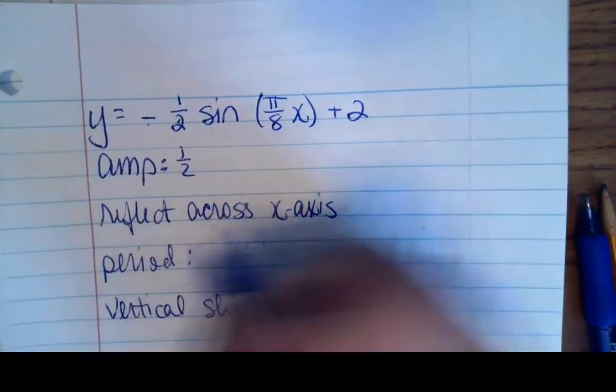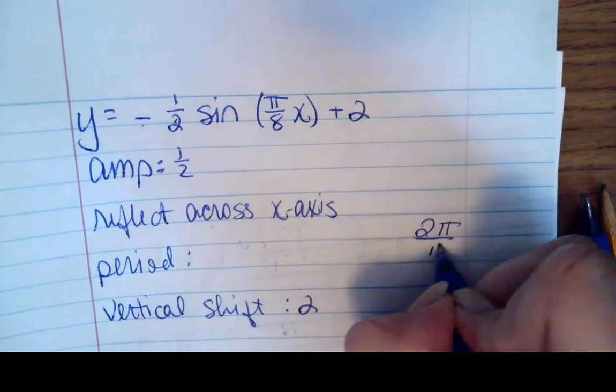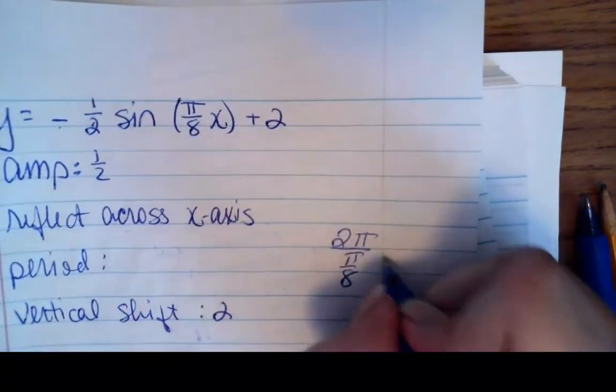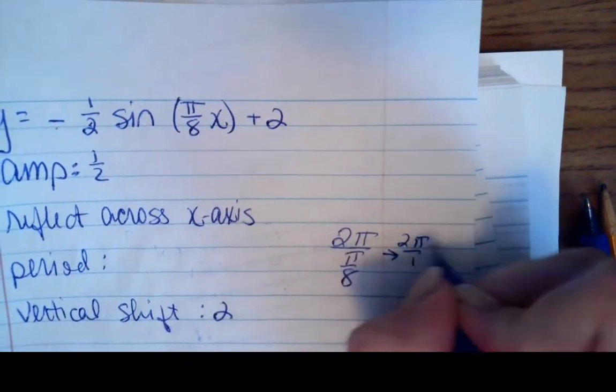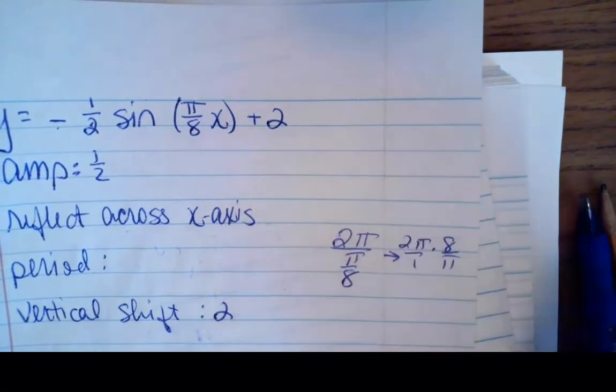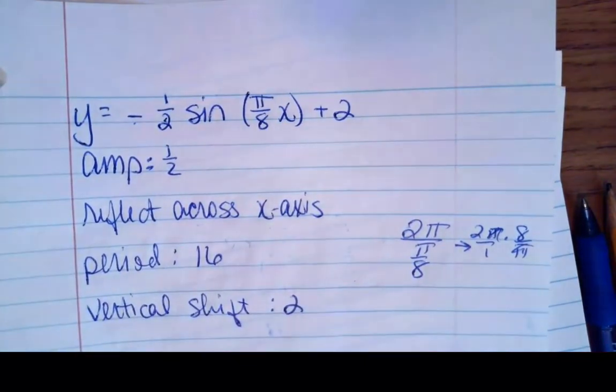So the period of this is going to be 2 pi over 8, which turns into 2 pi over 1 times 8 over pi. So my pi is reduced, so my period is 16. Okay, and that is a great place to stop.